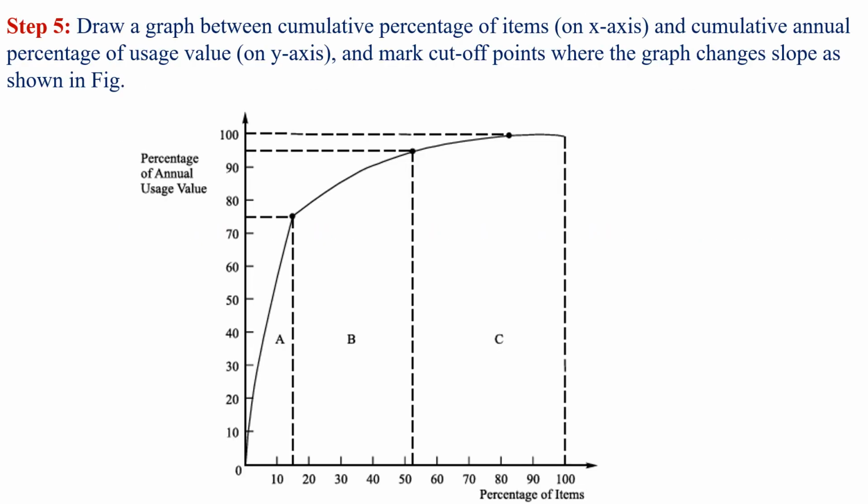The fifth step is to draw a graph between the cumulative percentage of items on the x-axis and the cumulative percentage of annual usage value on the y-axis, and mark the cutoff points. Then identify the cutoff marks where the graph changes its slope, as shown in the figure. Based on these slope-change points, we classify the items into A, B, C categories. We will see this with one example problem.